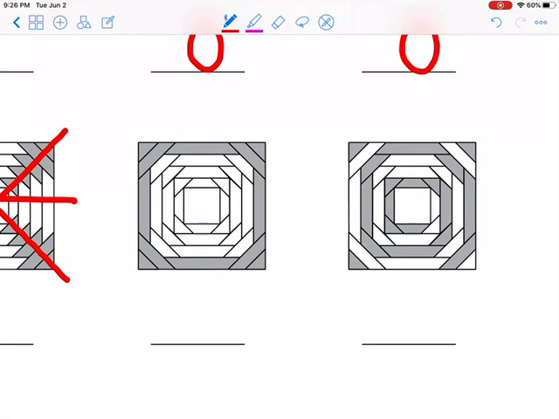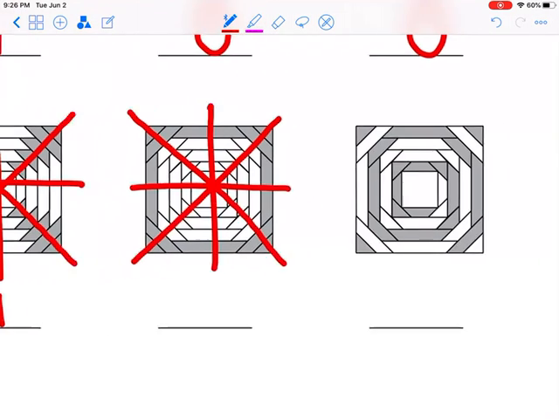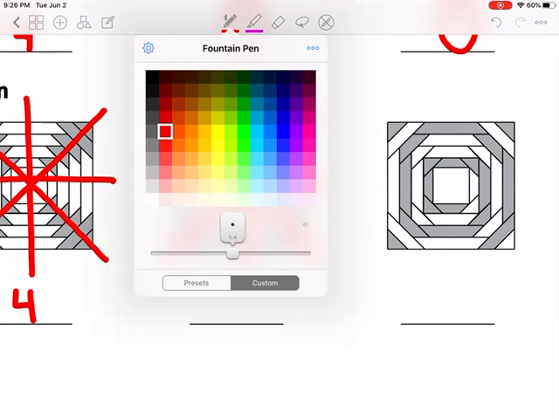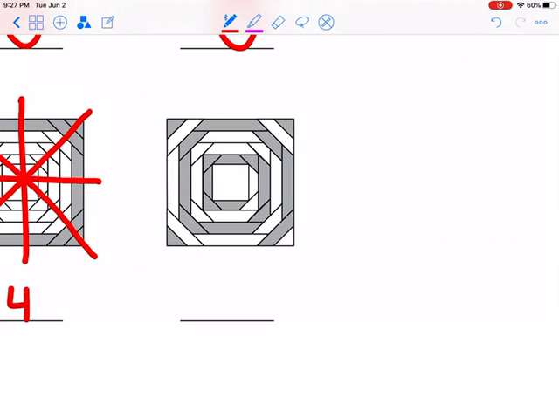Same thing for this next one. I can see that if I imagine these 4 quadrants, a quadrant just means this 4 section. Here's 1, 2, 3, and 4. They are all the same pattern and same shade. So this also has 4 lines of symmetry. Oh, I forgot my 4.